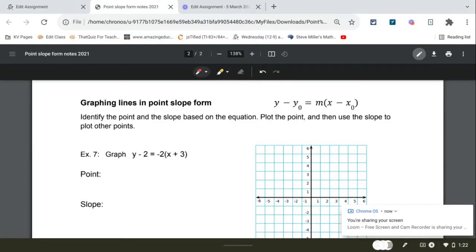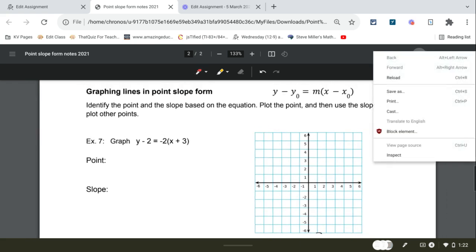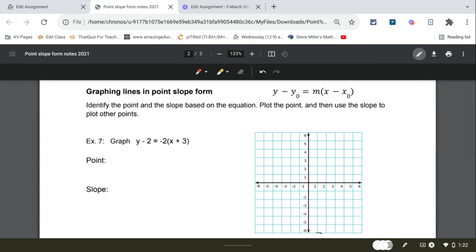Alright, so in this video we're going to focus on graphing lines that are in point slope form. So it's a pretty simple process. You're just going to read the equation to identify what the point and the slope are. Like here our slope is -2, which as a fraction would be -2/1. And then the point that it passes through is going to be the opposite of that sign and the opposite of that sign. So the x value is going to be -3, and the y value is going to be +2.